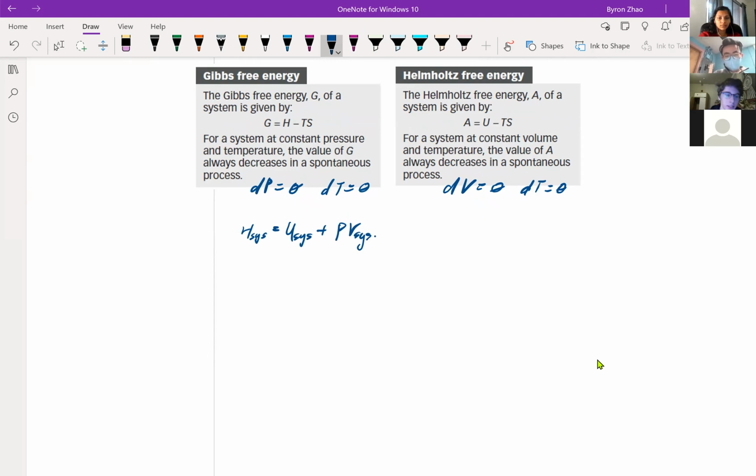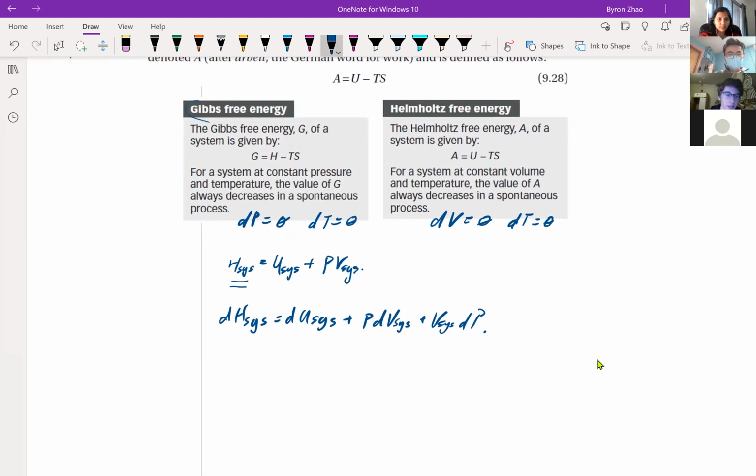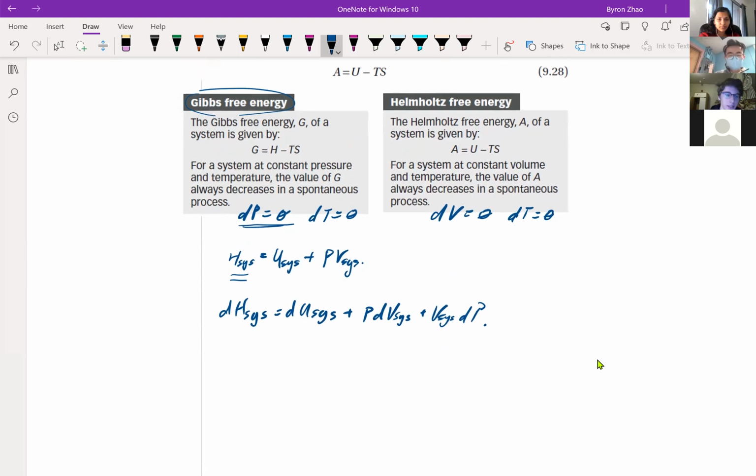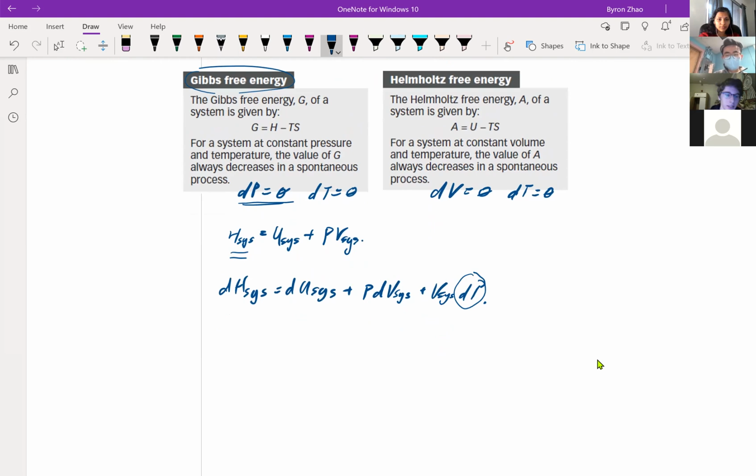Therefore, for an infinitesimal change of H system, if you take dH system, that will be dU system plus PdV system plus V system dP, right? And because in the first condition for Gibbs free energy, we're assuming that dP is 0, there's a dP right here, so this term would cancel out. So this is our final equation for dH.